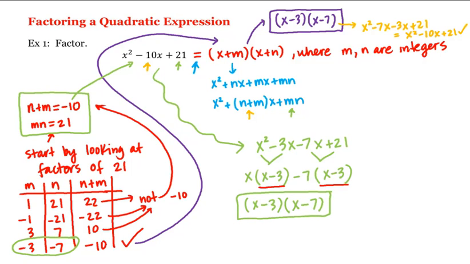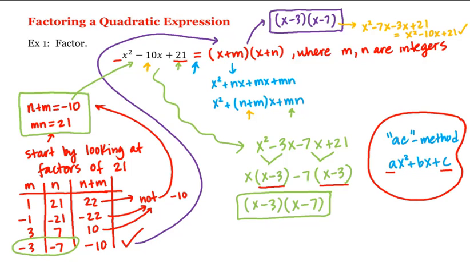Now, this is sometimes called the AC method because we want to look at a quadratic expression of the form ax squared plus bx plus c and find factors of a times c that add up to b. And in our case, a was 1 and c was 21. Now, this AC method is more commonly used when our a is greater than 1. So let's see an example of that.